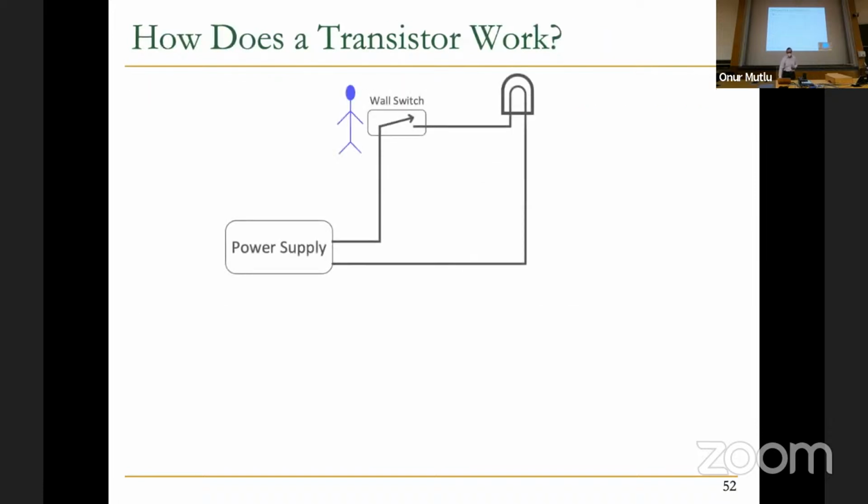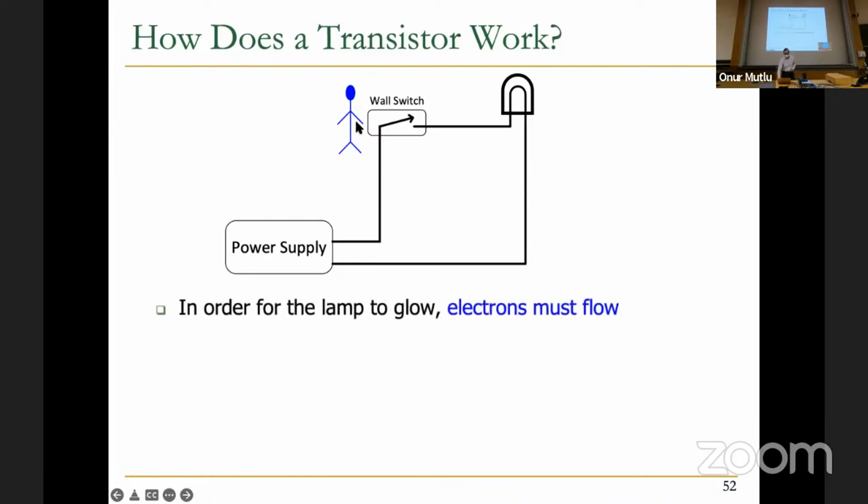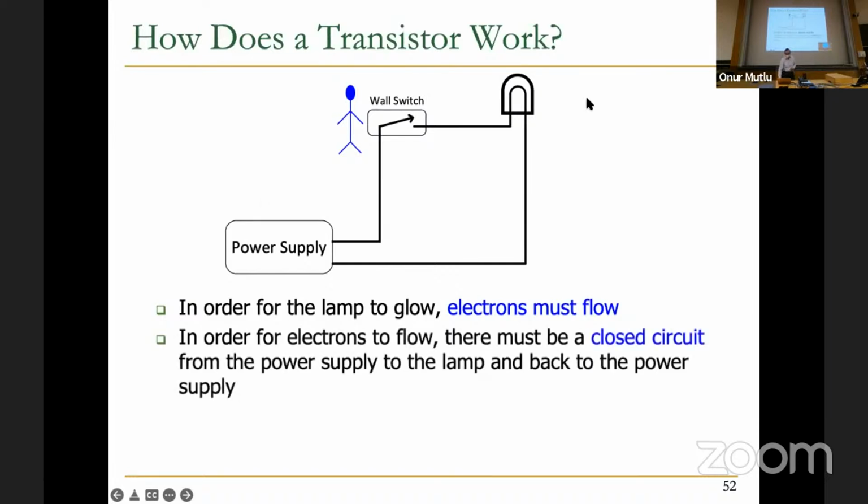So, okay, let's take a look at how the transistor works. Think about this as a wall switch that you press to enable the lights. You have a power supply, you have a light over here, and you have a wall switch. If you want to turn on the electricity, you go to the wall switch and press it. For the lamp to glow, electrons must flow from the power supply to the lamp and back to the power supply. That's how you get a voltage differential. And in order for the electrons to flow, there must be a closed circuit from the power supply to the lamp and back to the power supply, as I said.